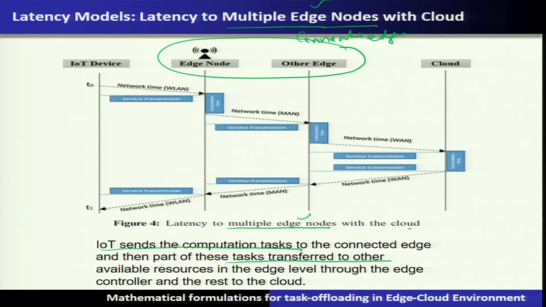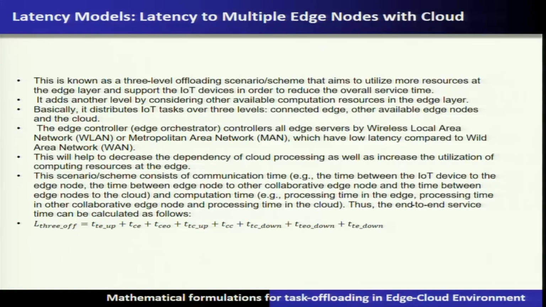And then part of this task is transferred to the other available resources at the edge level through the edge controller, and the rest to the cloud. So the edge controller will manage the resources of the connected edge. Therefore the IoT task can be offloaded to the edge node, and from the edge node to the other edge nodes, and the remaining part of the computation will be offloaded to the cloud. So this becomes a model called multiple edge nodes with the cloud. So let us see the latency calculation.